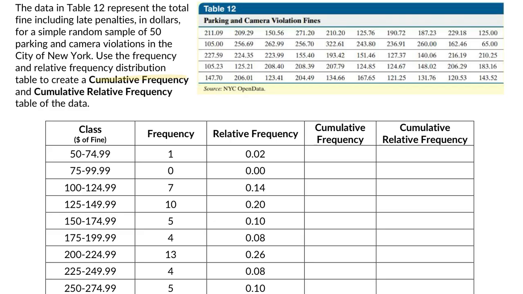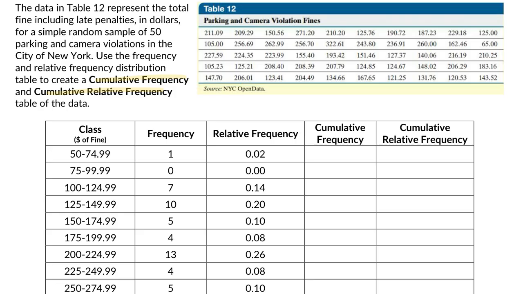Now, I've done the hardest part of this one for you because I determined the classes. I looked at my super unorganized data and I found the frequency of the fines in that class. It's unorganized, like it's not even sorted from smallest to largest, so gross. And I counted them up for you and I found the relative frequency. So I did 1 divided by 50 and I got this, 0 divided by 50 and I got this, yes? What we're going to do in this table is work on the cumulative frequency and cumulative relative frequency.